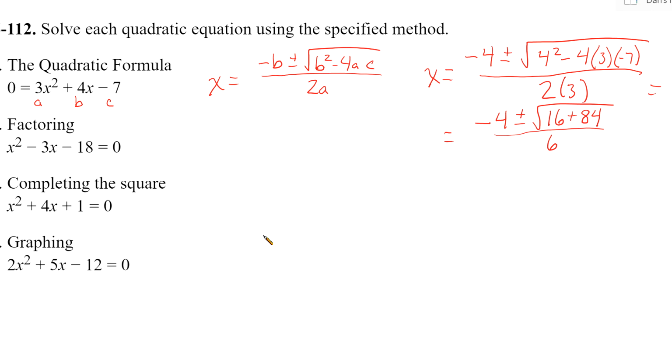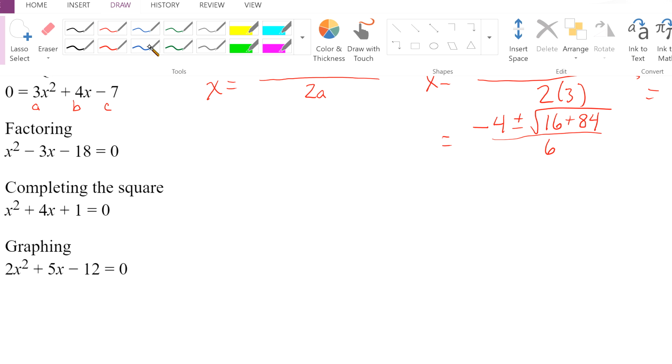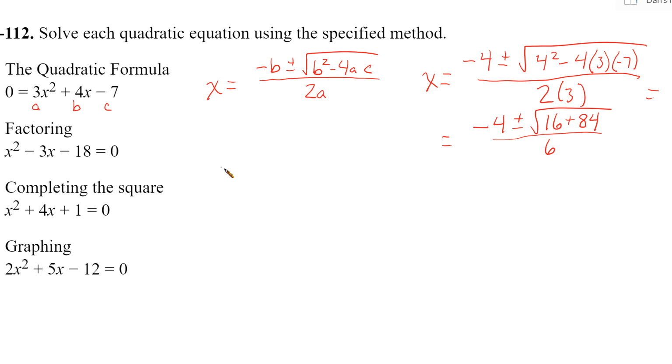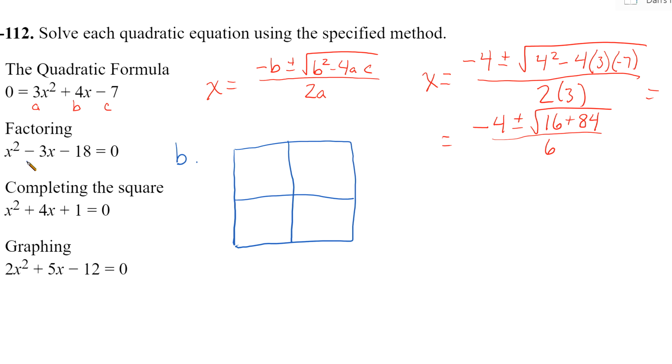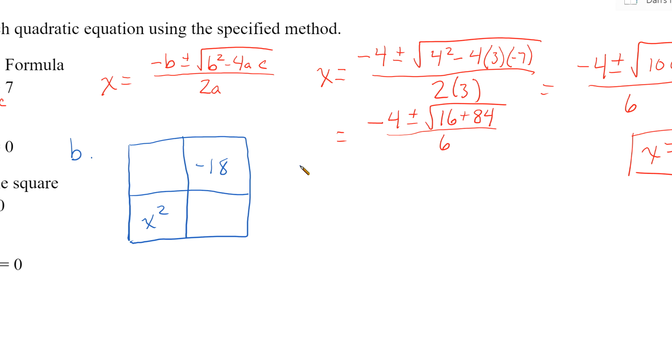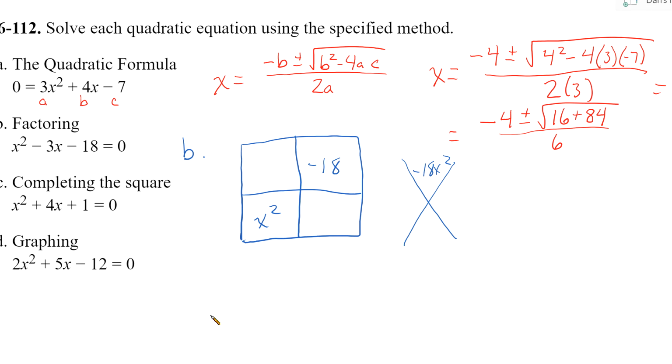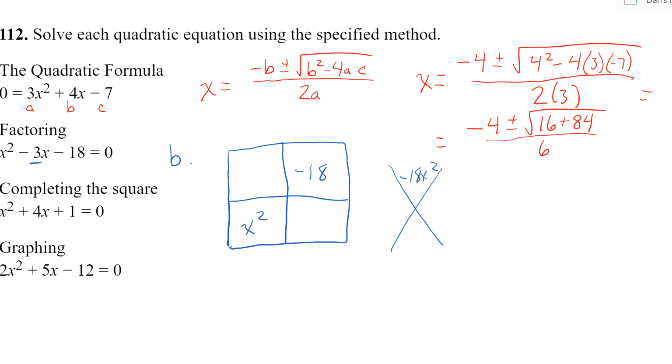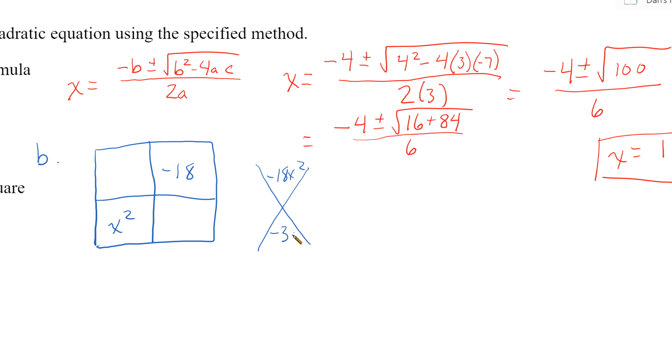Factoring. That is the box area model. So this is B. So go here. We got x squared and negative 18. Diamond problem. Negative 18x squared. Oh, what goes on the bottom here? Negative 3. Negative 3x.